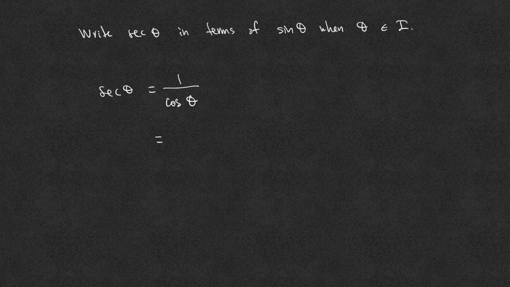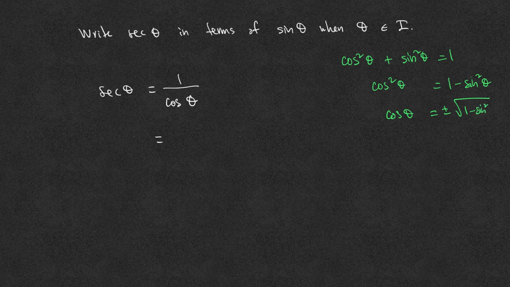The identity that we want to use is cosine squared of theta plus sine squared of theta equals 1. And so cosine squared of theta is 1 minus sine squared theta. Cosine of theta is plus or minus the square root of 1 minus sine squared of theta. Since theta is in the first quadrant, we know that cosine of theta is positive, and so cosine of theta has to be the square root of 1 minus sine squared of theta.